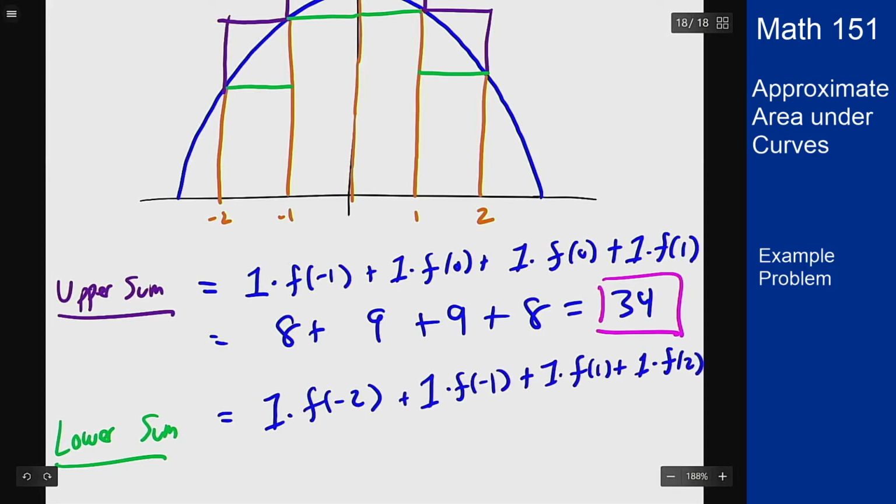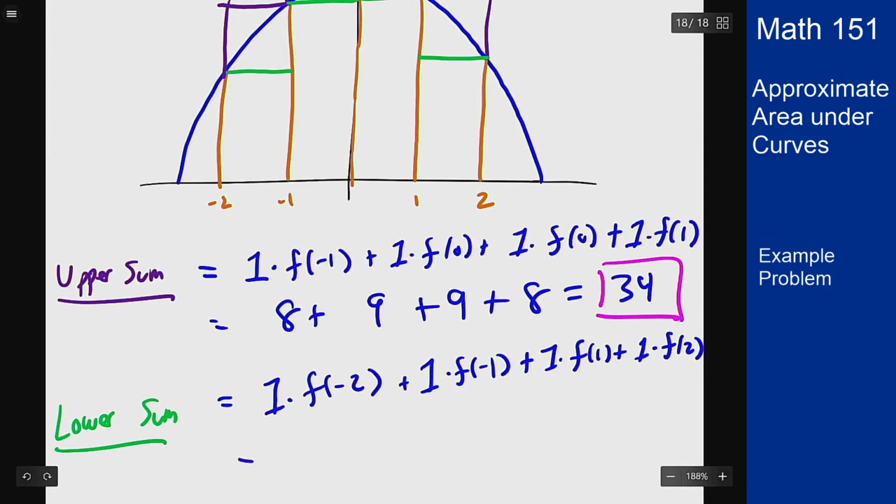Notice here we've skipped 0, because 0 is never the minimum value on a little interval, because it's the maximum value of the function. This then gives me an area of 5 plus 8 plus 8 plus 5, because f of minus 2 would be 9 minus 4, which is 5. And that has an area of 26.